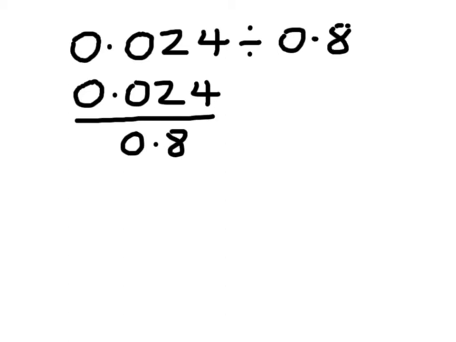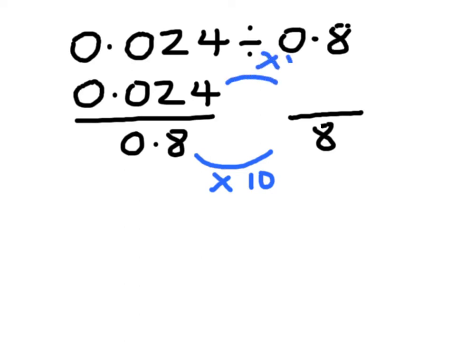The next thing I'm going to do is multiply the bottom by a number to turn it into a whole number. And if I want to do that, the easiest number to choose would be 10. So I'm going to multiply the bottom by 10, and that's going to give me 8. But if I multiply the bottom by 10, I've also got to multiply the top by 10 to keep the fraction the same. So when I do that, I get 0.24, using our rules from decimal multiplication from before.